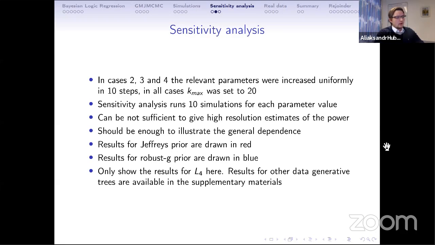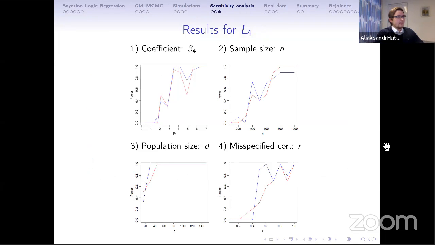Here we also are only presenting the results for the forced tree, whilst the results for all of the other data generative trees can be found in the supplementary materials to the paper. And as we can clearly see here, as we would have expected, both for beta 4 effect size and the sample size, as we increase the effect size, having the sample size fixed to 1,000, we gradually are reaching perfect power.